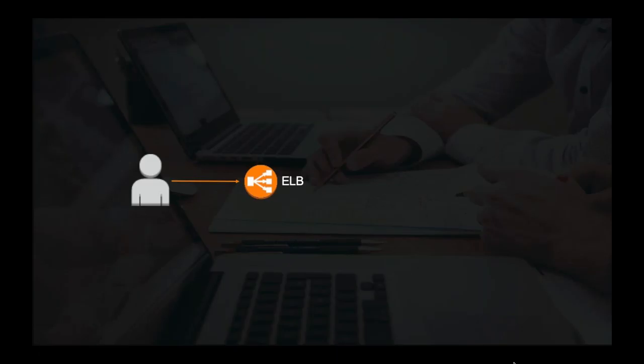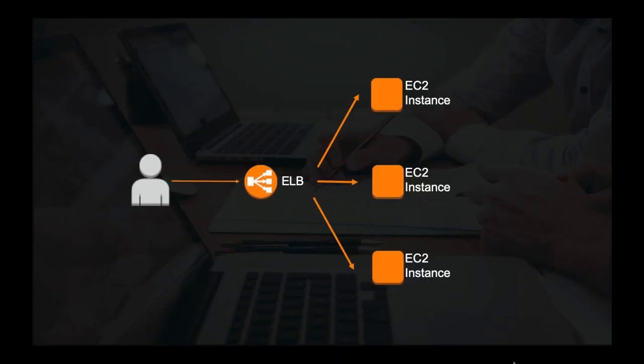So your request comes to the ELB endpoint, and this ELB endpoint will distribute the traffic to multiple EC2 instances which are running behind it. If you have configured three EC2 instances for a single load balancer, then this load balancer will distribute the traffic to all the EC2 machines one by one.